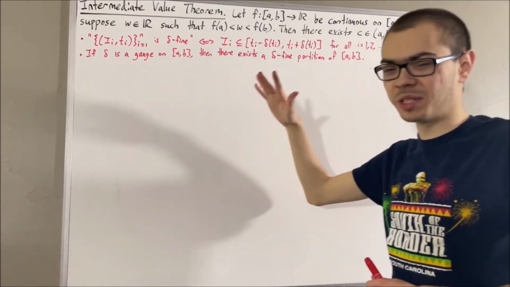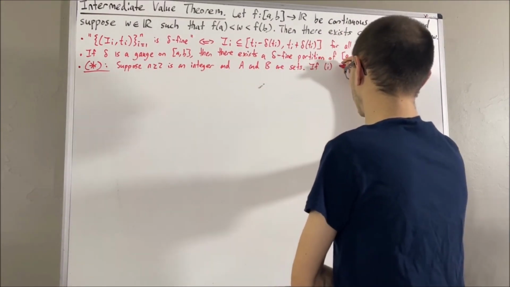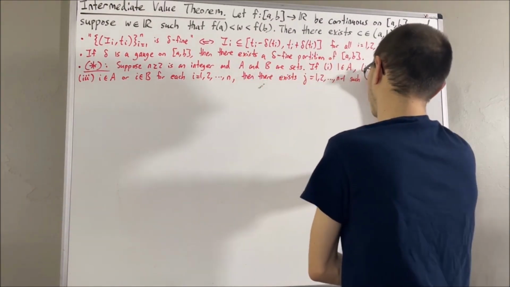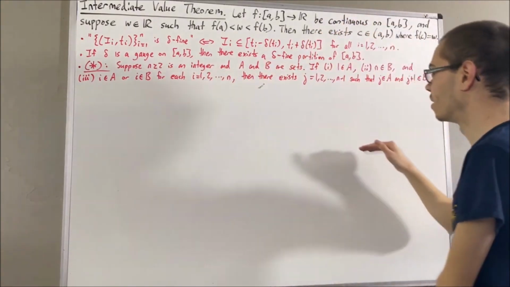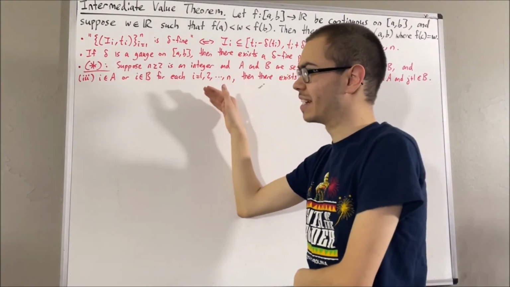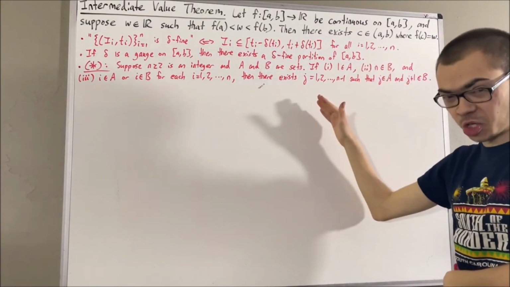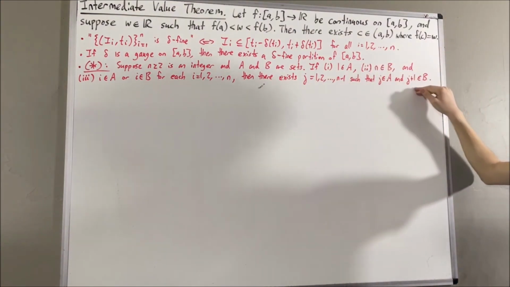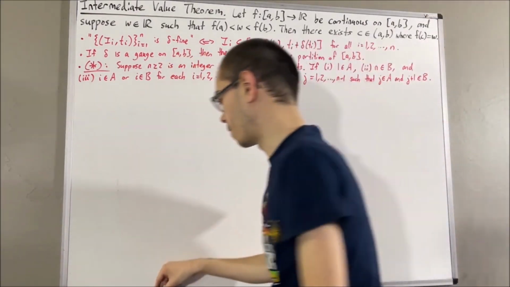Now, another result that we're going to be using in this video is as follows. Suppose n is an integer greater than or equal to 2, and A and B are sets. If 1 is an element of A, n is an element of B, and each integer between 1 and n is an element of A or B, then there exists a pair of adjacent integers, j and j plus 1, between 1 and n, such that j is an element of A and j plus 1 is an element of B.